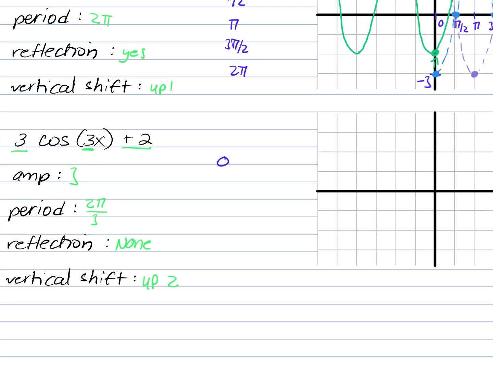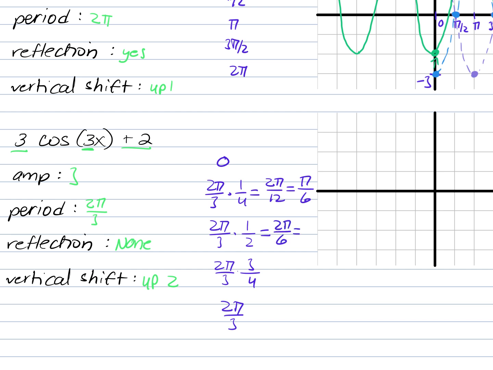It's going to be 0. The next few are going to be at the quarterly interval, so 2 pi over 3 times a quarter, times a half, and times 3/4. And the last one's just going to be the period. All right, so 2 pi over 3 times a quarter is going to get you 2 pi over 12, which is pi over 6. Now 2 pi over 3 times a half is going to get you 2 pi over 6, which is 1 pi over 3.